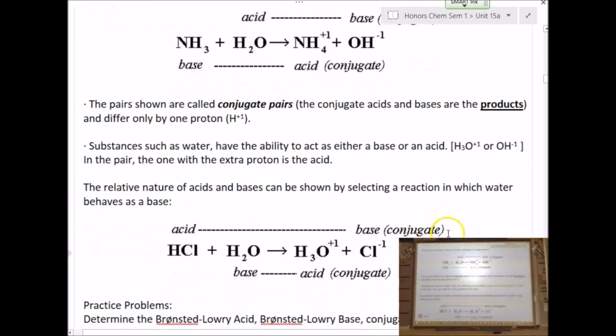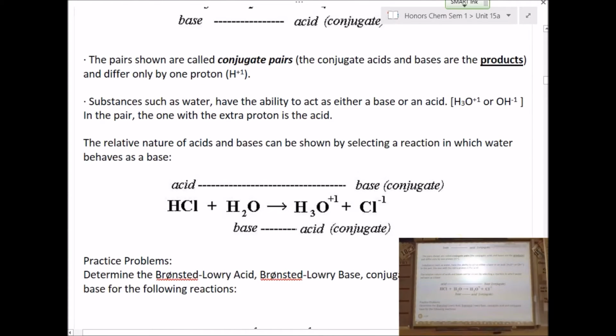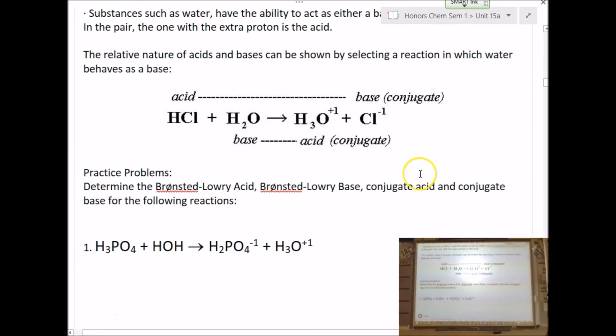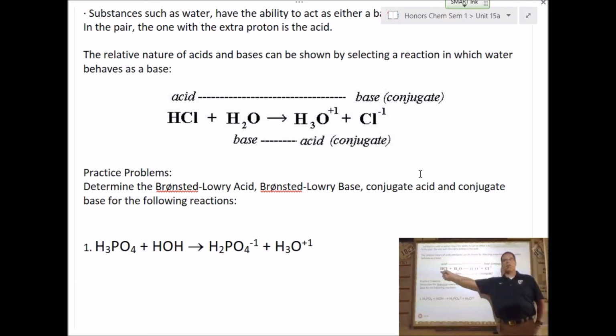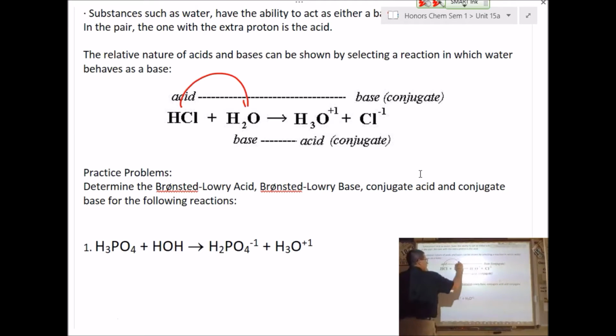And then we'll do some practice problems. All right, so here, again, looking at HCl and water, which is written incorrectly. Okay, so the hydrochloric acid did what? Donated a hydrogen. Very good. And it went from HCl to just chlorine. And then the water accepted that hydrogen, so it now has three hydrogens instead of 2.